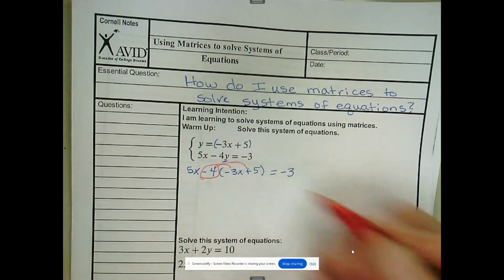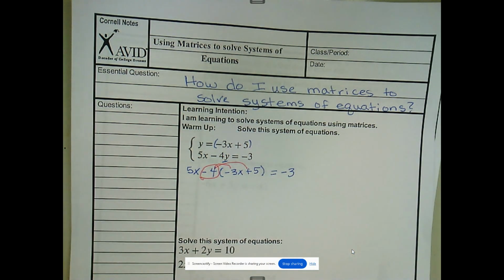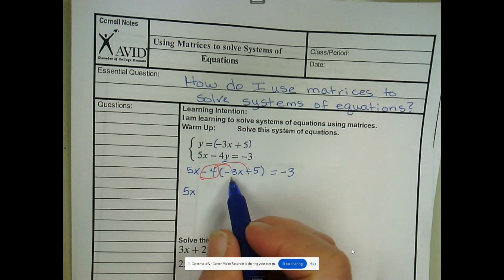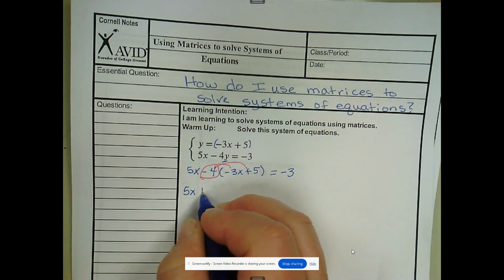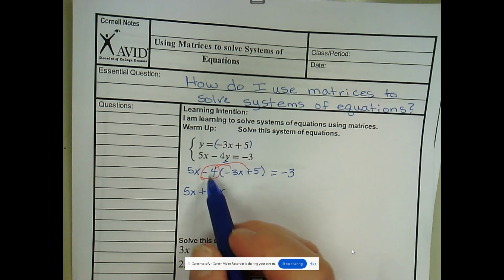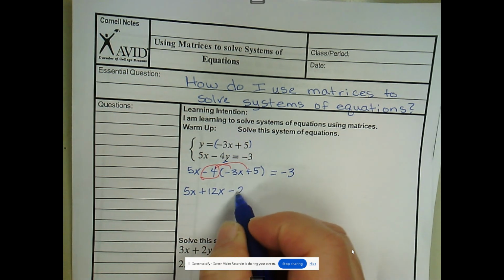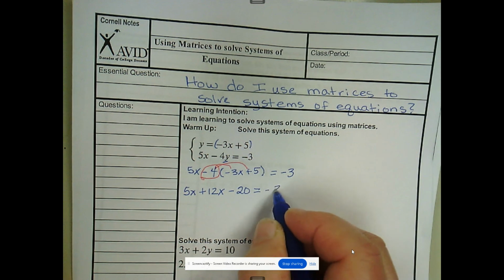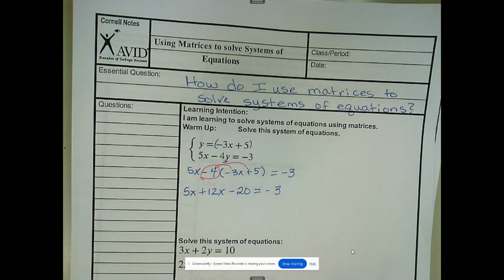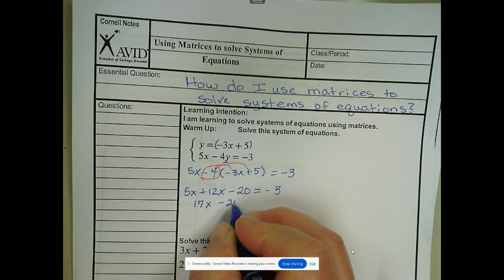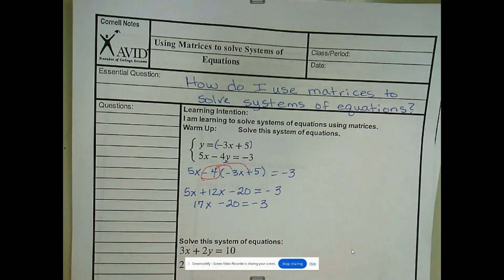Remember, I'm going to multiply by negative 4 so I can get rid of my negative. So 5x. Negative 4 times negative 3x is positive 12x. Negative 4 times 5 is negative 20. Is equal to negative 3. Okay, combine like terms. 5x plus 12x is 17x, minus 20 is equal to negative 3.